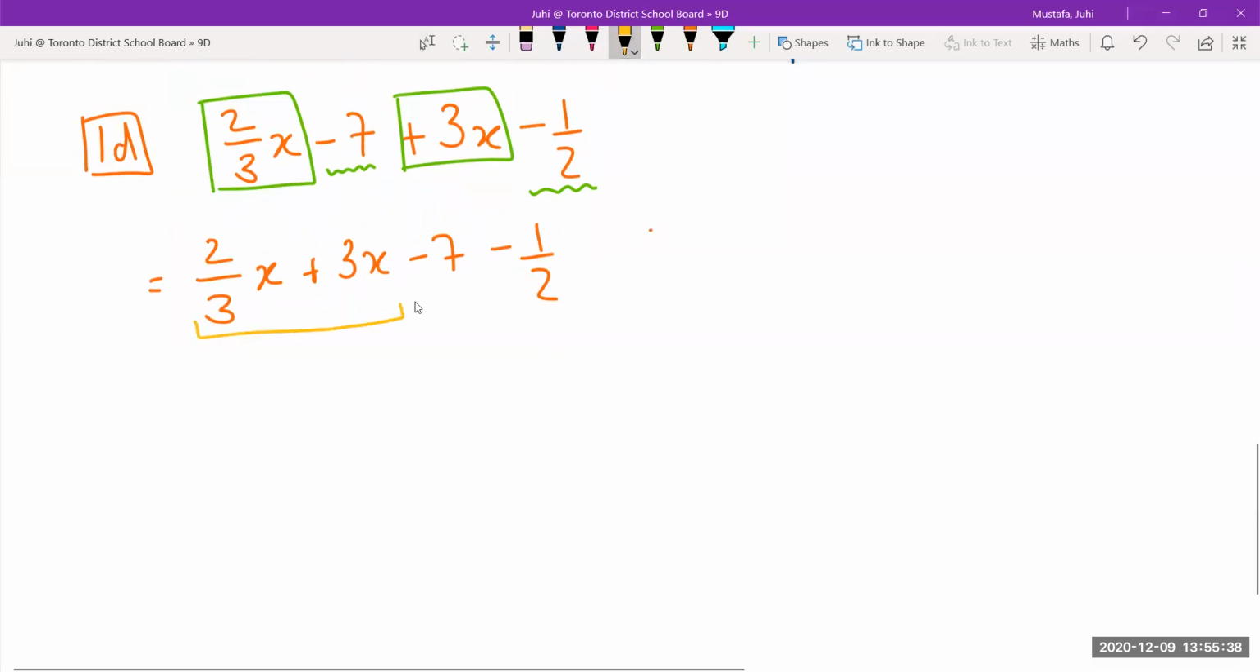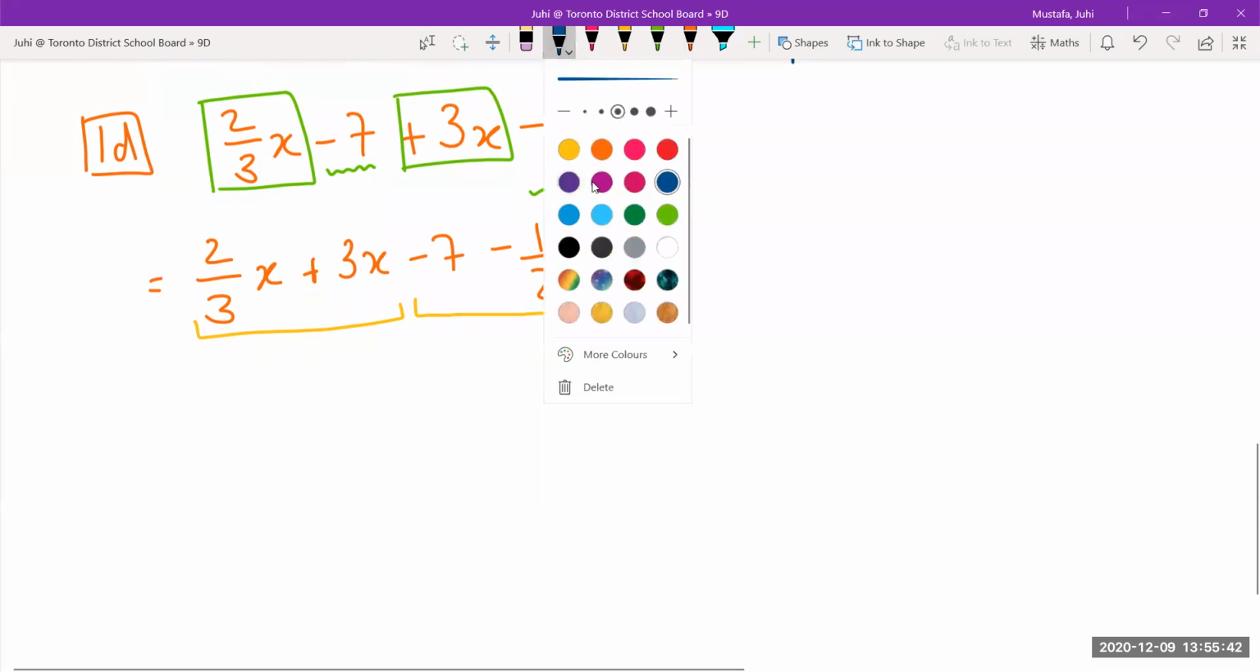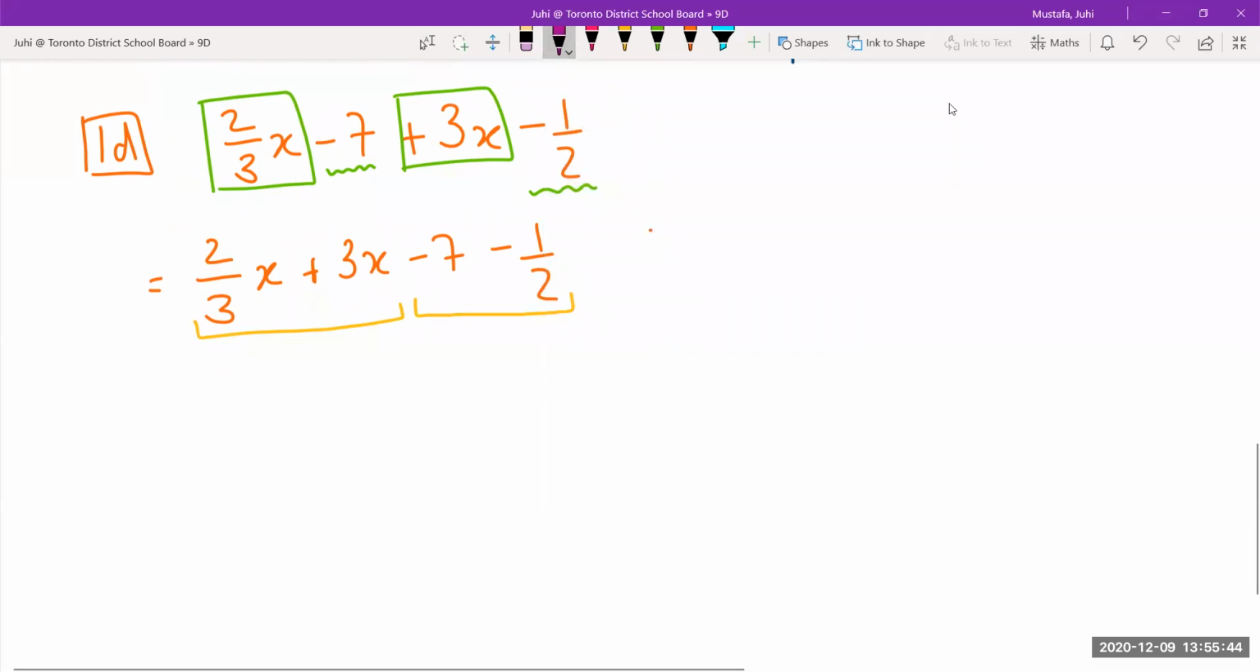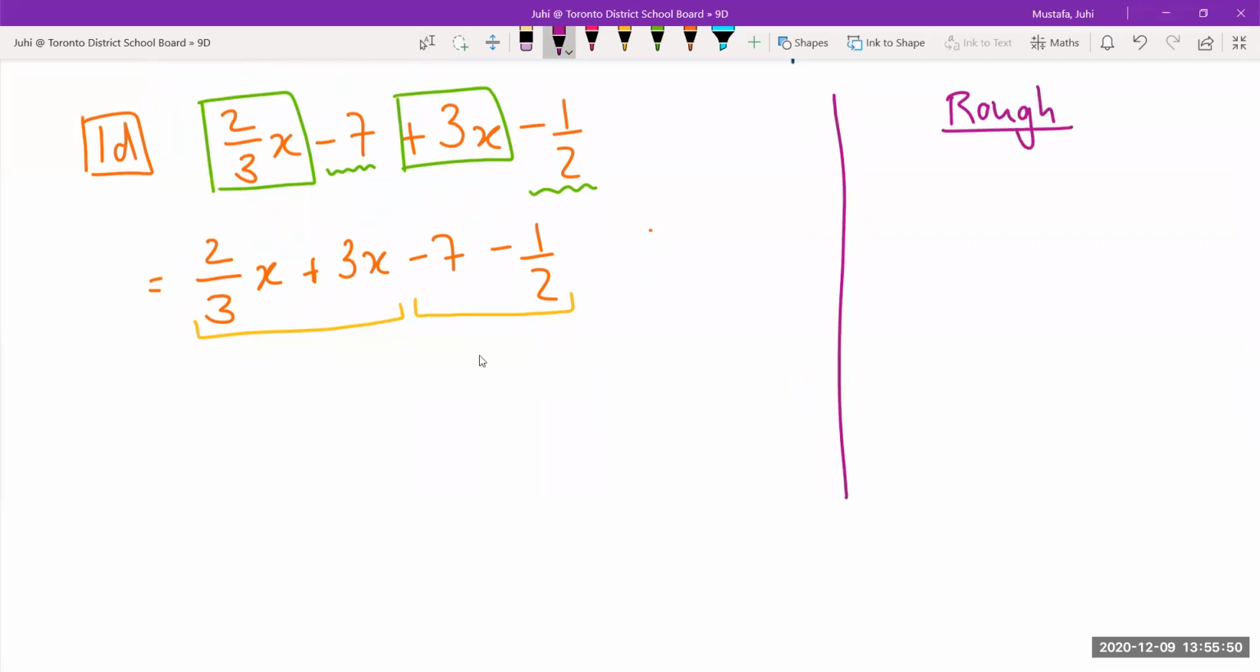Okay, so now we're ready to add our x's and we're ready to add our constants. So again, you're going to go to your rough sheet of paper. Don't do these calculations over here, that's really bad format. You're going to go over to a rough side and add these two numbers together. So we're going to add 2 over 3 plus a whole number 1.